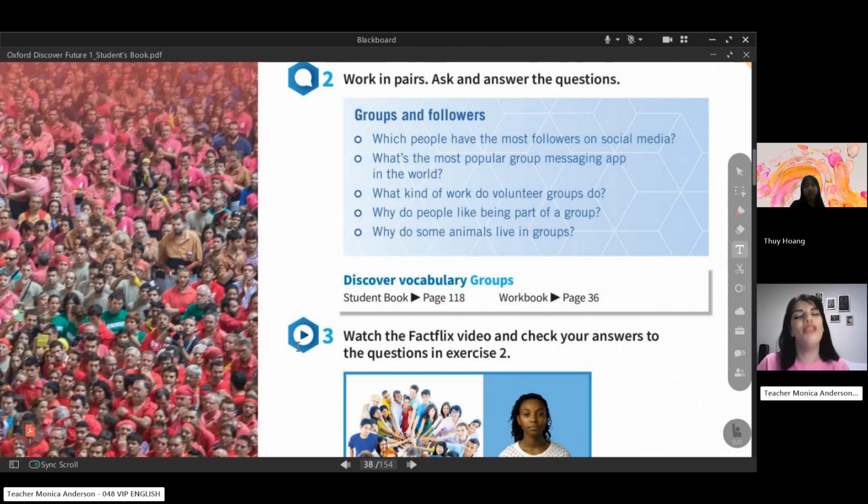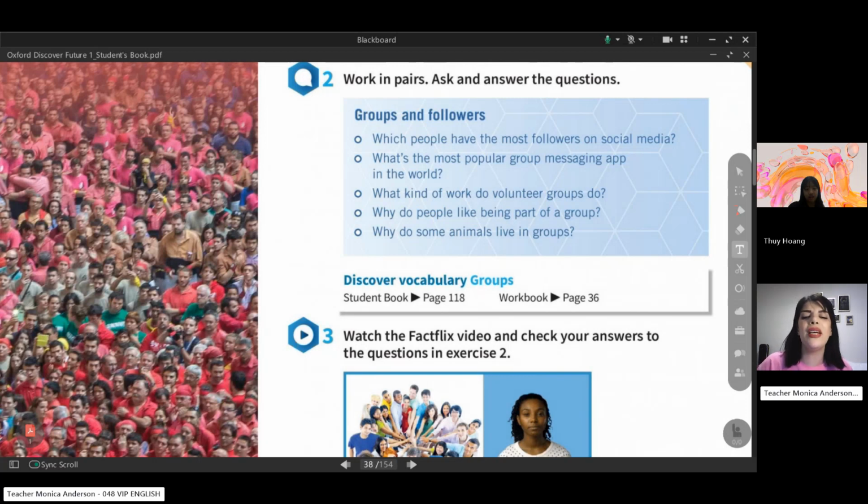Football. Football players, of course, very good. What is the most popular group messaging app in the world? WhatsApp. And do you use WhatsApp? No. No, okay. And what kind of work do volunteer groups do?